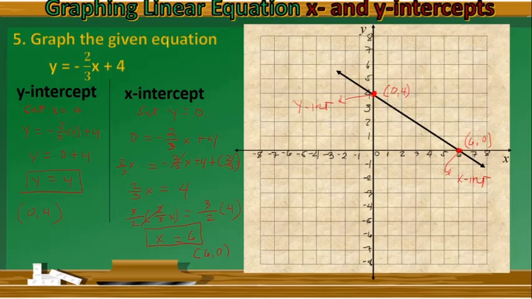Okay, so in graphing a linear equation using the x and y-intercept, you will find the y-intercept and x-intercept in the given equation. In finding the y-intercept, you have to set x equal to 0, then find y. And to find the x-intercept, you set y to 0, then find x. Then after that, you graph. And the point where your graph crosses the x-axis, that point is what we call the x-intercept. And the point where the y-axis intersects the graph, that is your y-intercept.